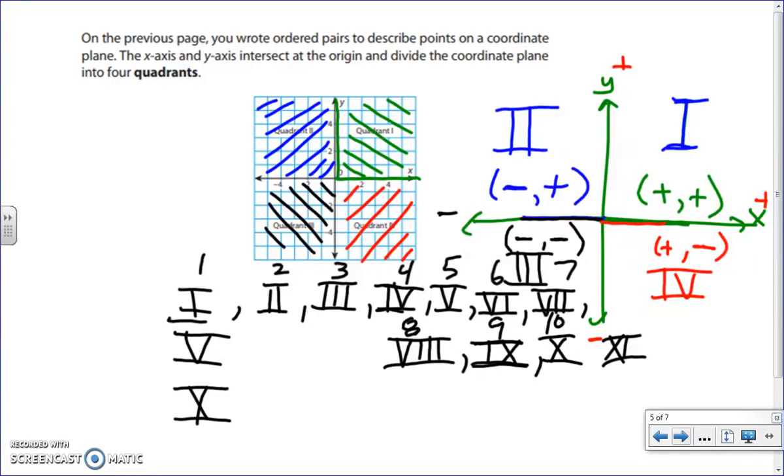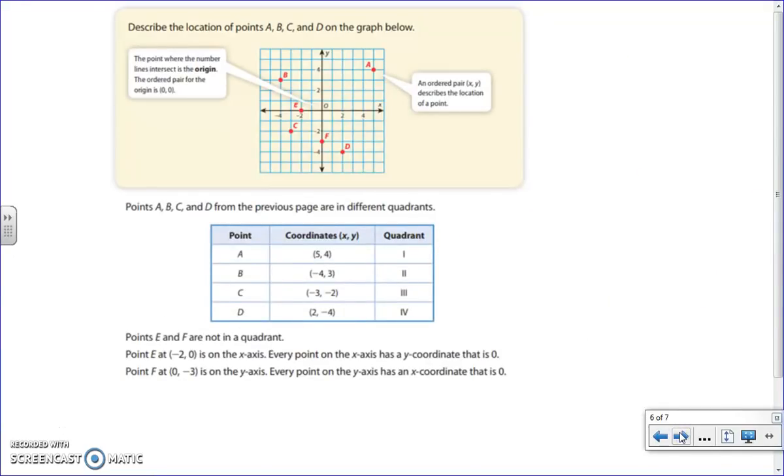So yeah, we need to know about which quadrant each coordinate is in. We have 1, 2, 3, and 4. They go counterclockwise, starting in the top right-hand corner. It says describe the location of points A, B, C, and D on the graph below.